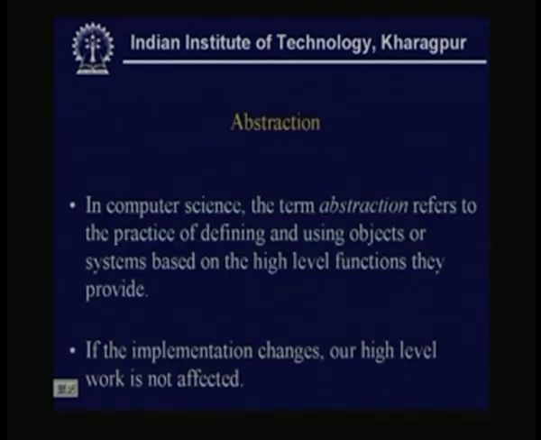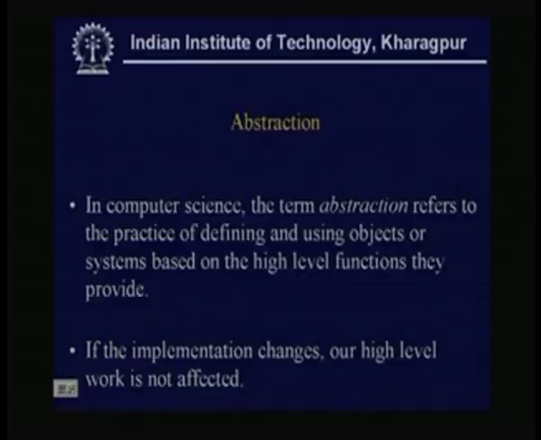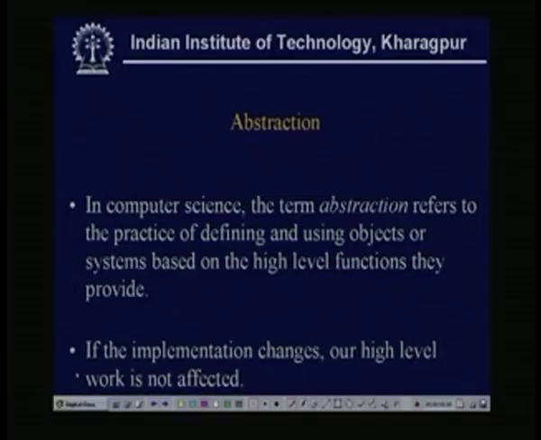Now, abstraction is how we define an object or a big system on the high level functions, and this is the abstraction in computer science. So, if the implementation changes, our high level work is not affected. That means, say I am taking one example, one high level system.